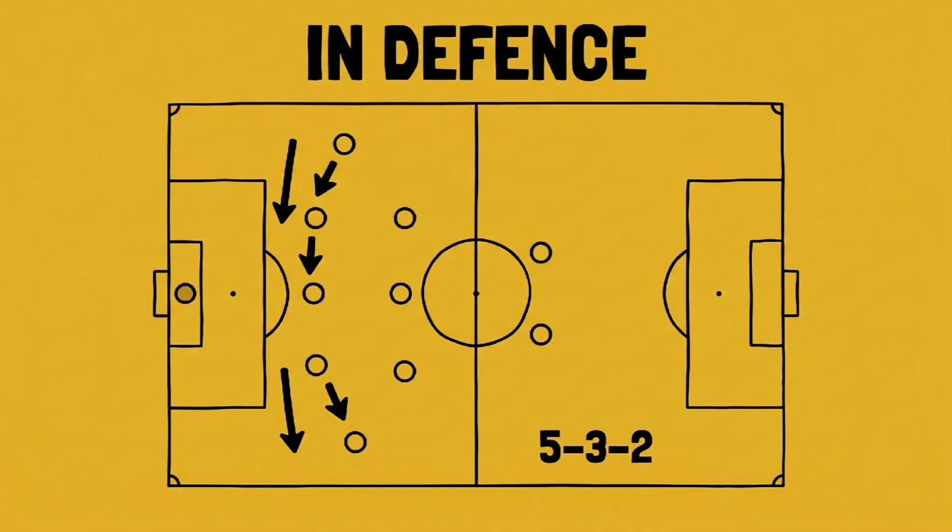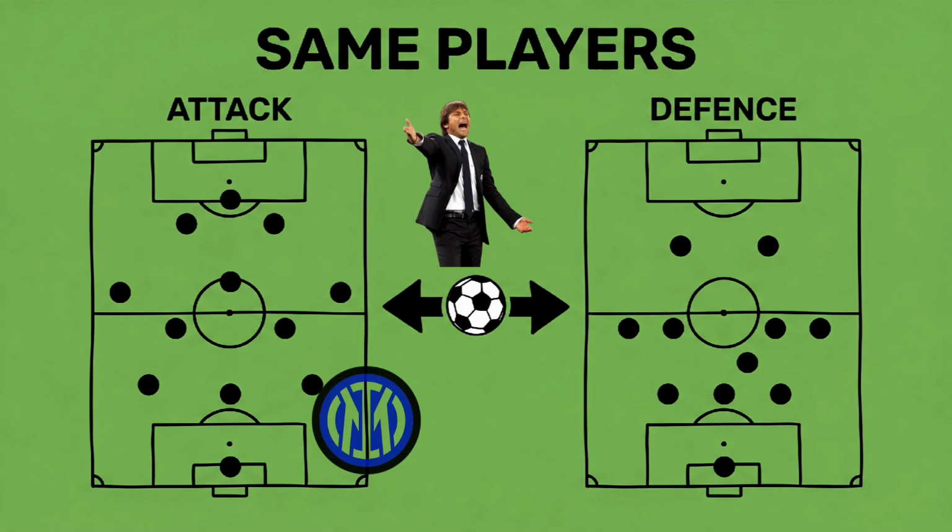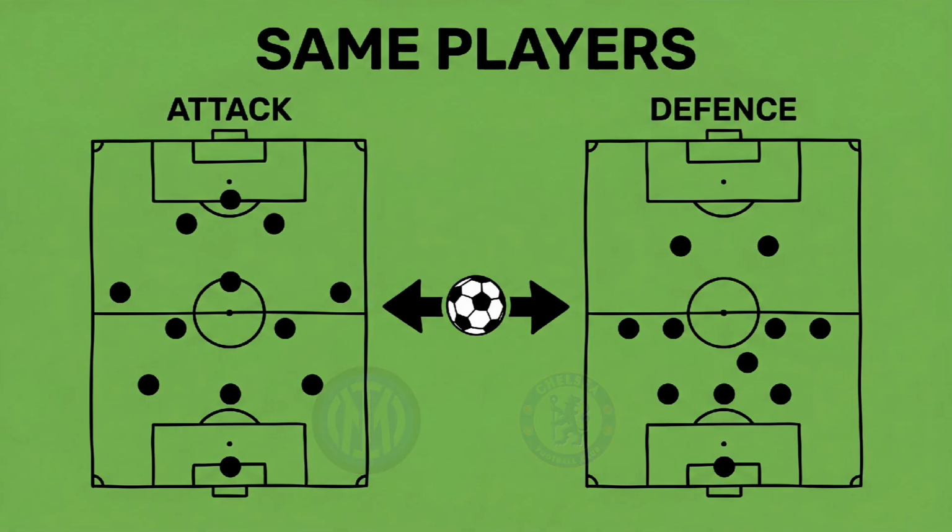When the team defends, they drop back, and it becomes a 5-3-2. The same 11 players, 2 completely different shapes depending on which direction the ball is going. Antonio Conte built his entire managerial career on this system. Inter Milan won the Serie A title with it. Chelsea won the Premier League with it. The 3-5-2 rewards intelligent wingbacks and punishes teams that can't identify which shape they're actually facing.